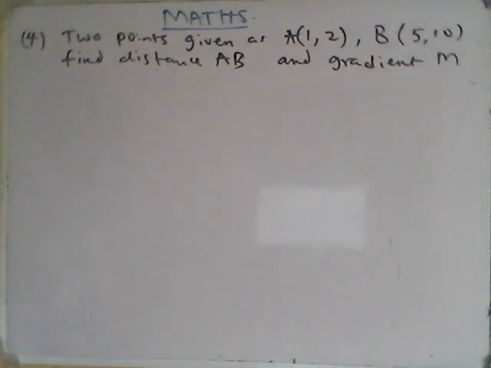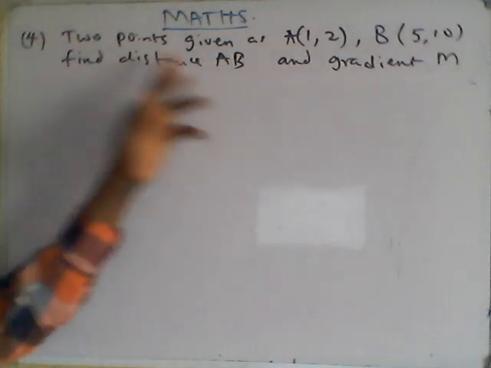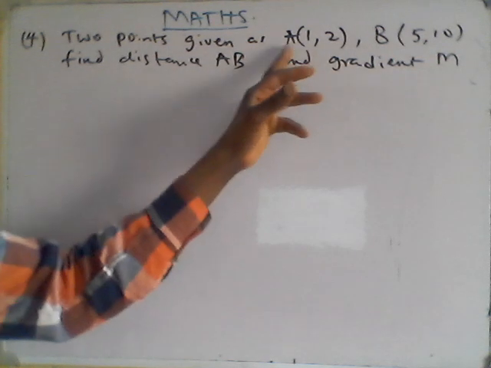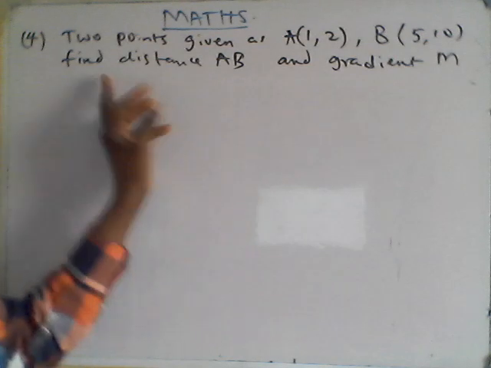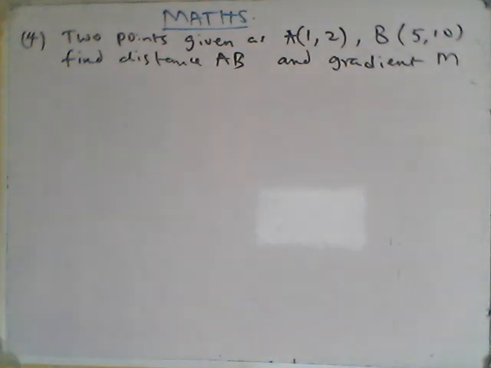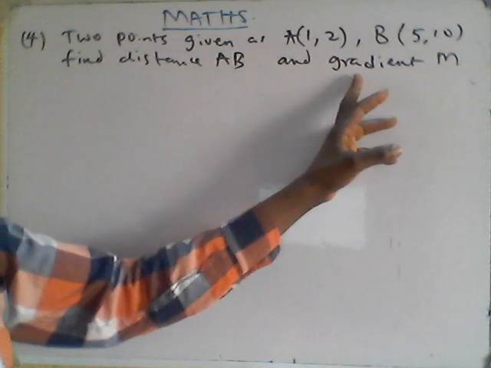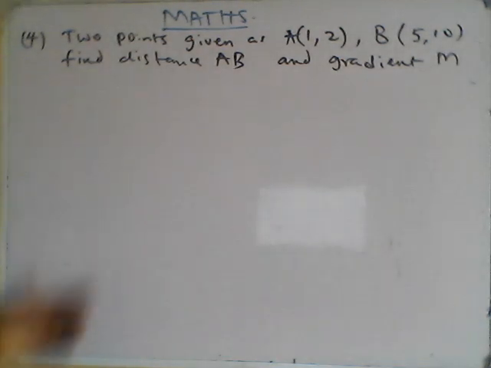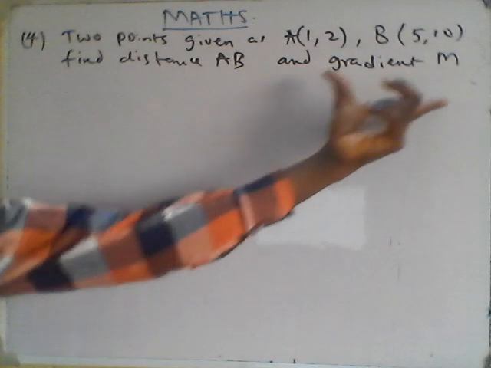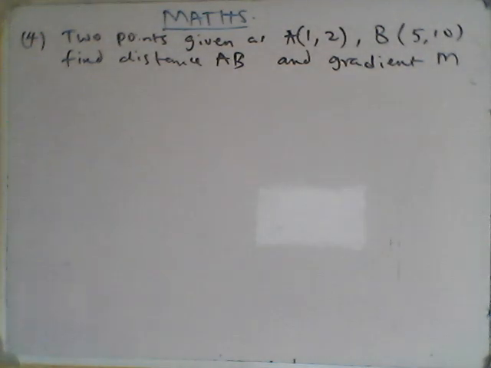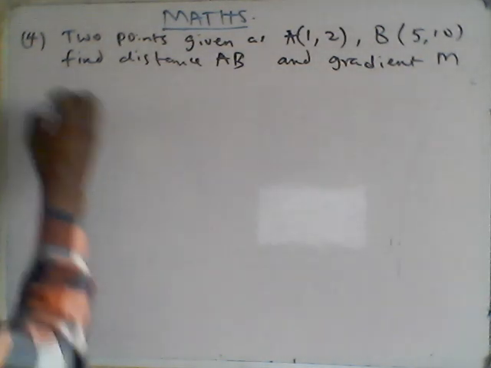Okay, so I have a question on the board. It says 2 points are given as A, the coordinates 1 and 2, B, the coordinates 5 and 10. Find the distance AB and the gradient M. So there are 2 questions: the distance between 2 points and the gradient of 2 points. So this is a simple question.